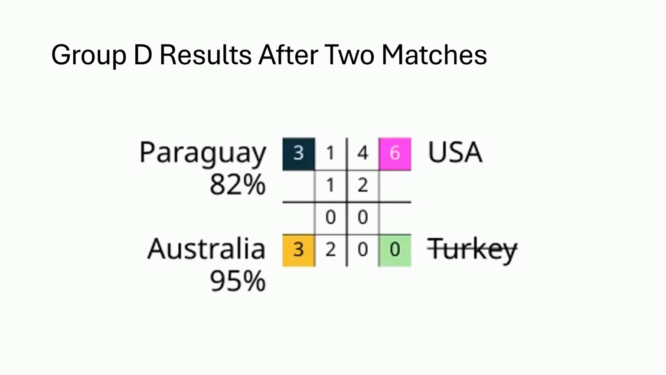After 2 rounds, the USA has 6 points, and again, it's 3 points for a win, 1 point for a draw, and 0 points for a loss. Paraguay and Australia both have 3 points, 1 win each, and Turkey has 0 points, and that's because they very surprisingly lost their first 2 matches. Let's take another look at this inside PowerPoint, and I'll explain how the summary is done.